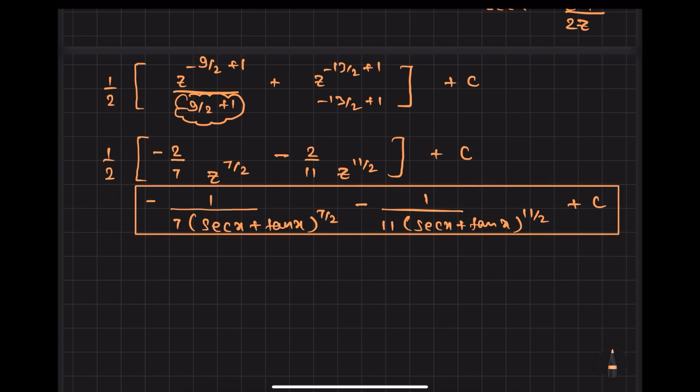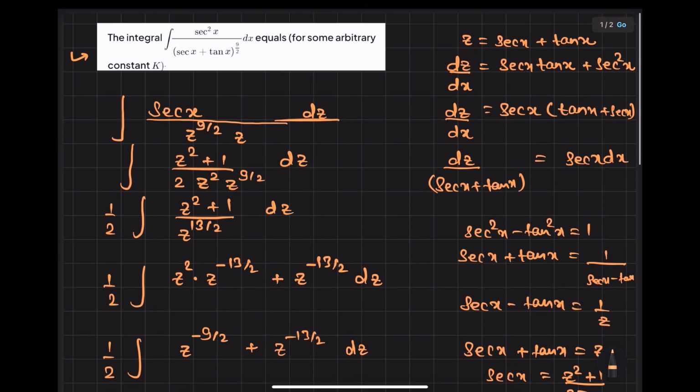Okay. I hope the idea is clear, and from now onwards, if you have this situation, which they can ask in terms of sec x minus tan x, sec x plus tan x, cosec minus cot, cosec plus cot, you can handle it accordingly. Okay.